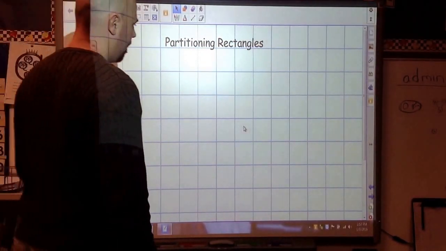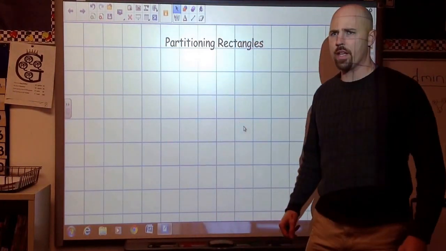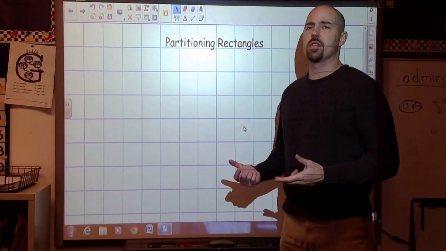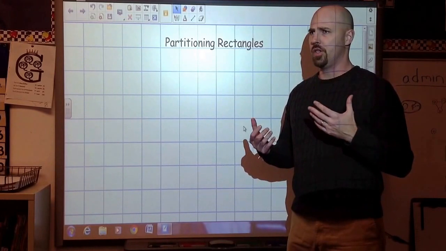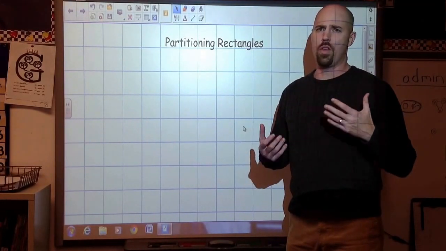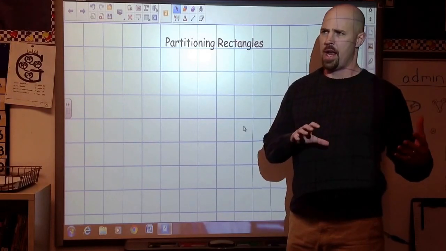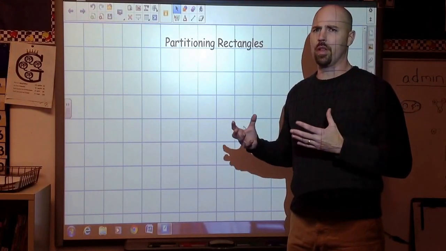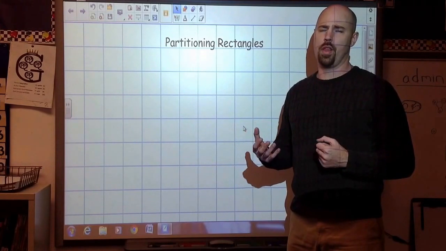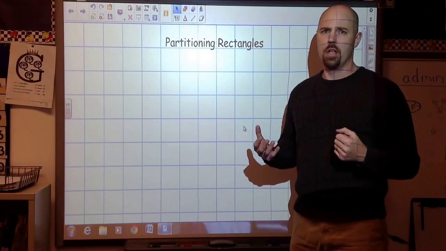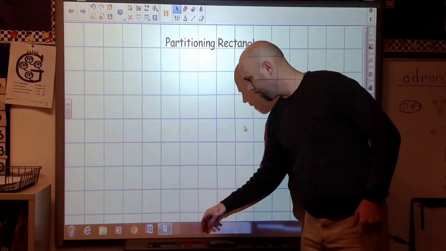Hey everybody, welcome to Partitioning Rectangles. Partitioning Rectangles is actually really cool. It starts off with the area ideas that we learned earlier in the school year, and we extend that and use what we learned about area to help us with multi-digit multiplication. It's kind of cool. Let me show you how it works.